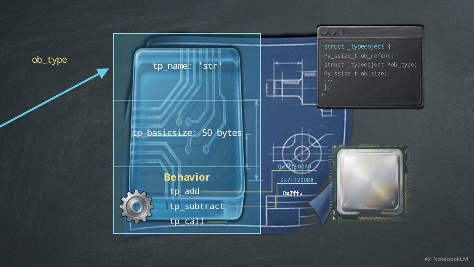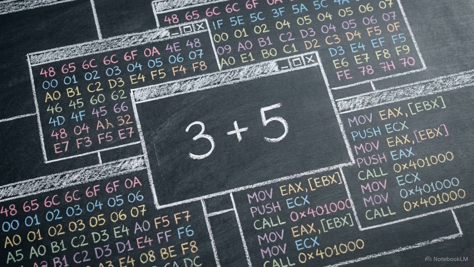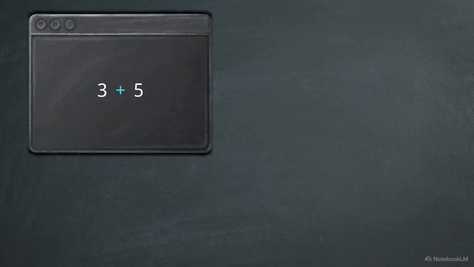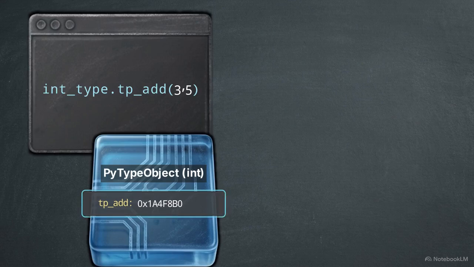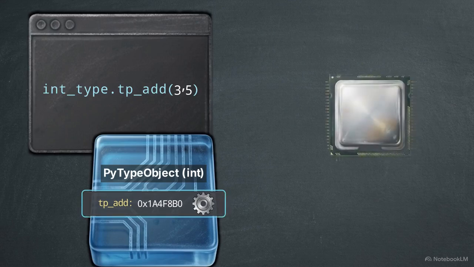Below the identity and size data is the behavior partition. This area is populated with function pointers, variables that store the memory addresses of specific executable C-level instructions. We see this in action with a basic high-level operation. When typing 3 + 5 in your editor, you are writing standard Python syntax. The mechanical reality is that the interpreter intercepts that plus sign and executes a specific pointer call, int_type.tpadd, passing in the 3 and the 5. At the raw machine level, the CPU reads the address in the tpadd pointer and performs a direct jump to that block of execution logic.